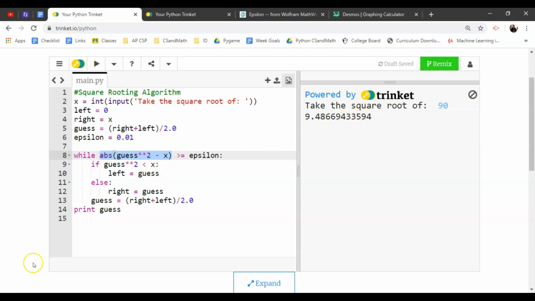So hopefully this video got you thinking and you understood how this looping guess and check has a lot of value in math class. Thanks.